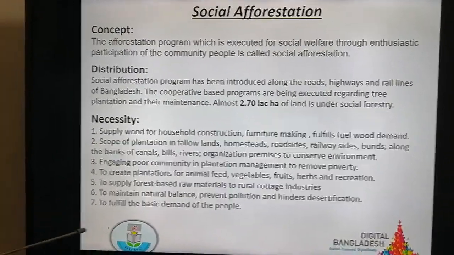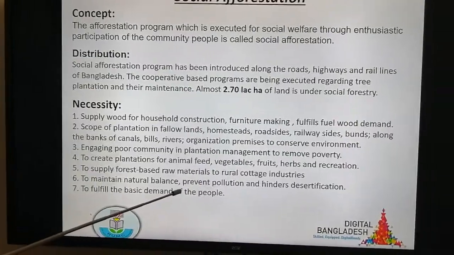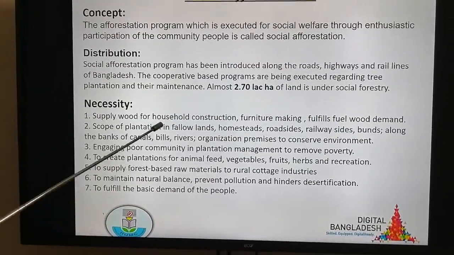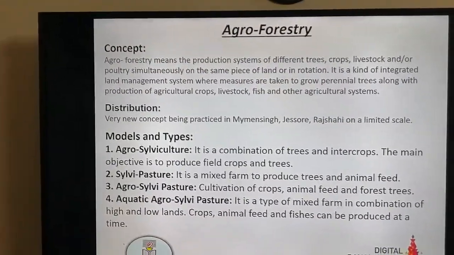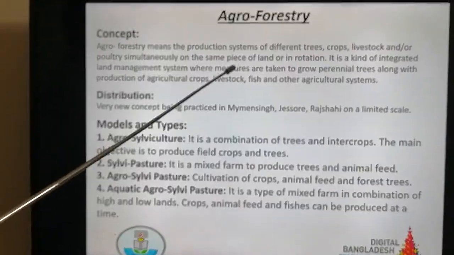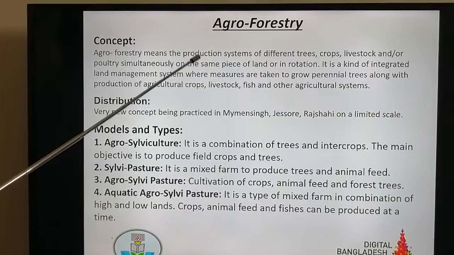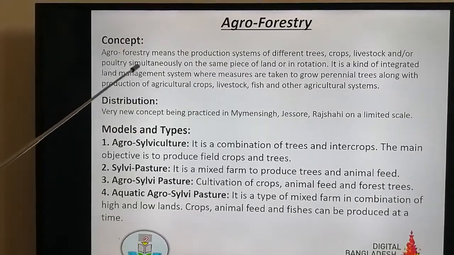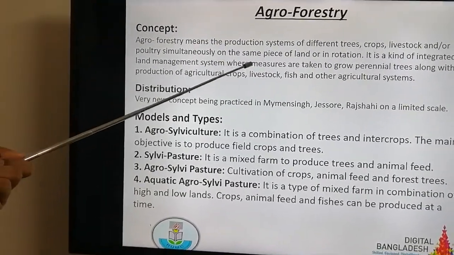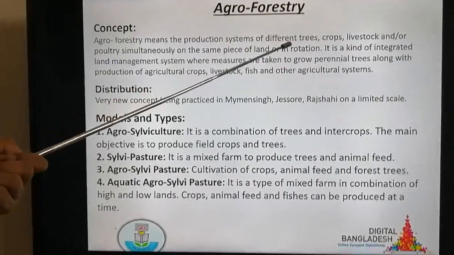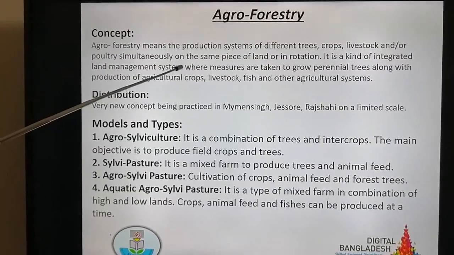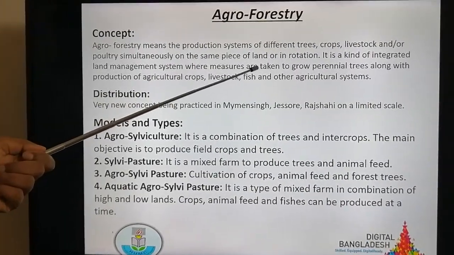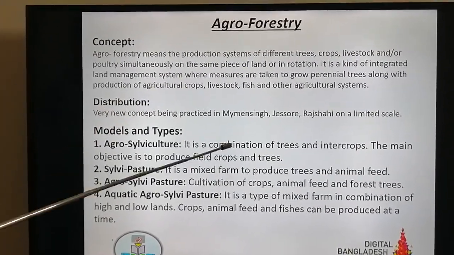Also, we can fulfill the basic demand of the people through intensive practice of social forestry. And the final type is agroforestry. What is agroforestry? Its concept: agroforestry means the production system of different trees, crops, livestock, and poultry simultaneously on the same piece of land or in rotation.